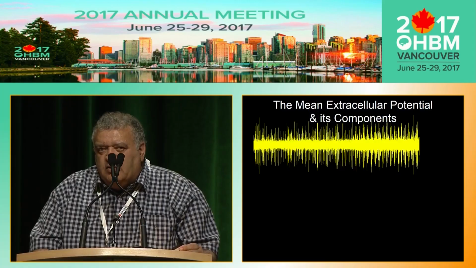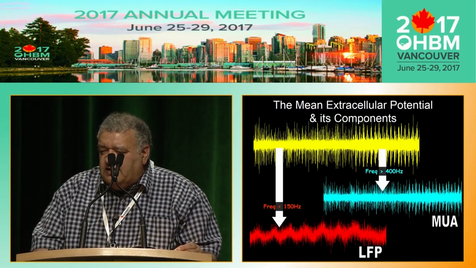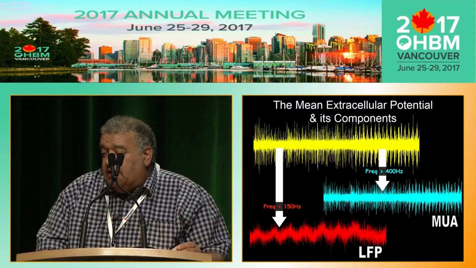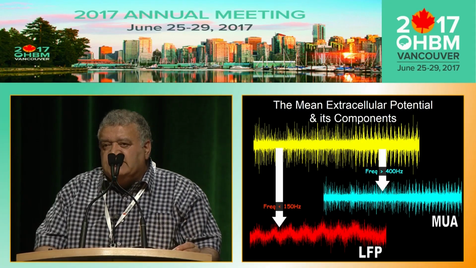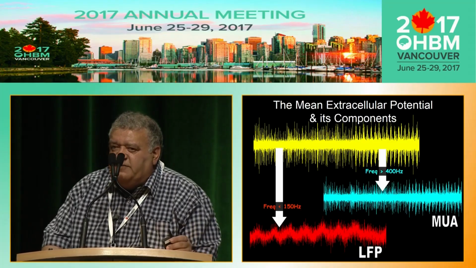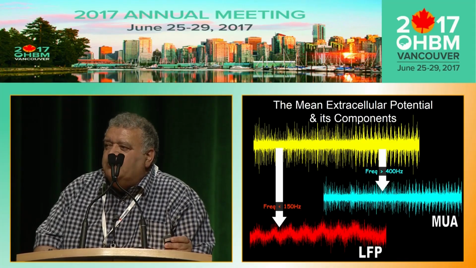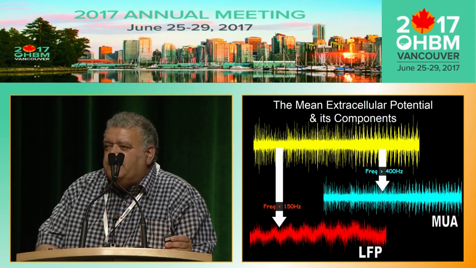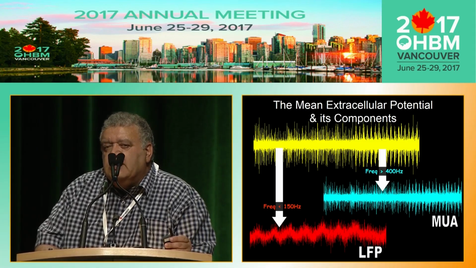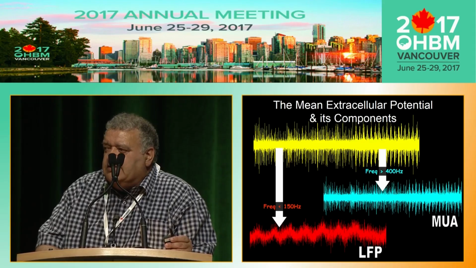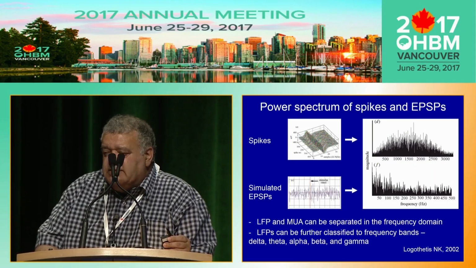Here is an example of recordings from one electrode. We can filter this signal to frequencies that are higher than 400 hertz and to frequencies that are lower than 150 hertz. We consider the higher frequencies to represent multi-unit activity or spiking activity, and the lower frequencies to represent synchronized synaptic activity. Why do we consider it this way?